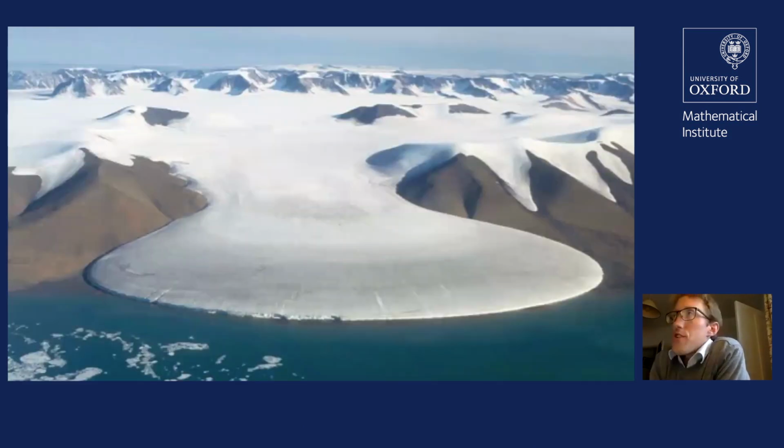These are the pictures that I usually show to try and convince people that ice is like a fluid. This is a glacier called the Elephant Foot Glacier, which I think is on Axel Heiberg Island, in the Canadian archipelago, north of Greenland. But you can see that the ice is spreading out under its weight.